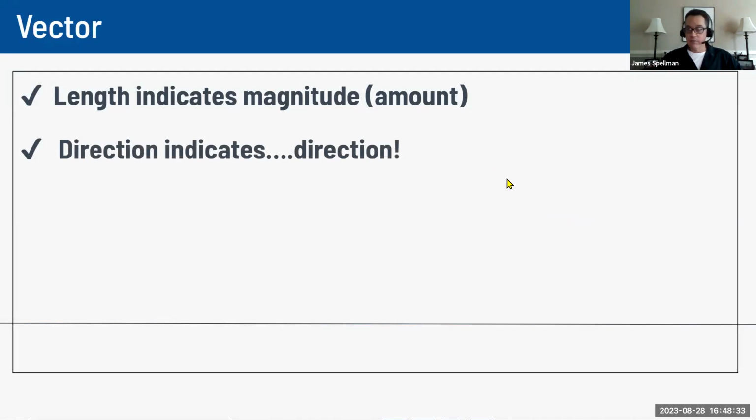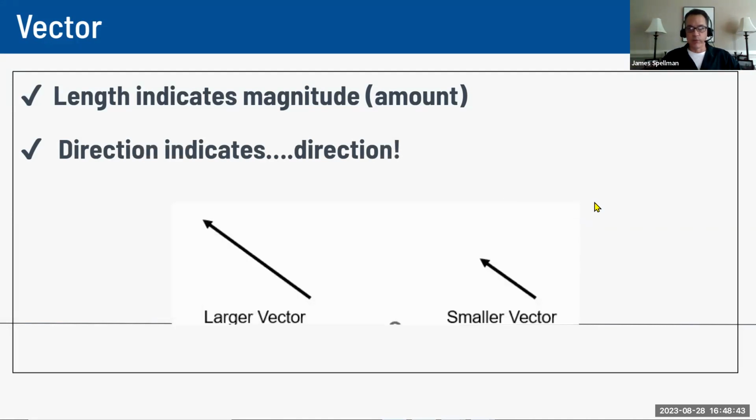And the direction tells us the direction. If it's pointing up, then that could be up or north or a number of different things. If it's pointing to the right, it could be to the right, to the east, or forward. But a lot of times we'll actually need to specify things. So you might see a larger vector versus a smaller vector. These would have the same direction, but this would be a larger magnitude than the smaller one. Looks like it's about twice as big, and so whatever number accompanied this would be about twice the smaller vector.